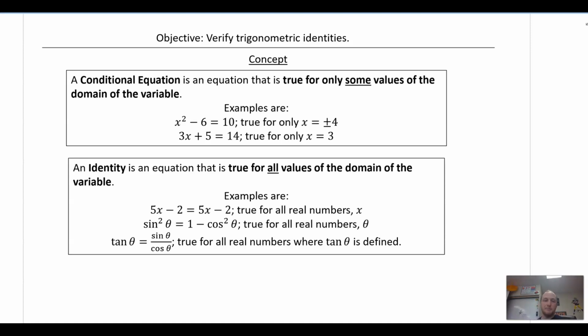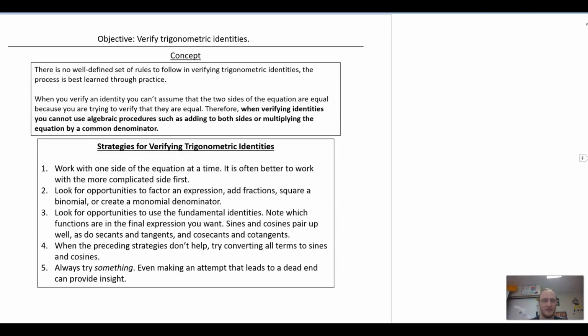Well, an identity is true for all values of the domain variable, okay? So it's equivalent no matter what. Some examples here are 5x minus 2 is equal to 5x minus 2. Doesn't matter what I plug in for x, that's always true. Same with the Pythagorean identities. Sine squared theta equals 1 minus cosine squared theta. That's true for all real numbers theta, okay? And same for tan theta is equal to sine theta over cosine theta. I think you get it.